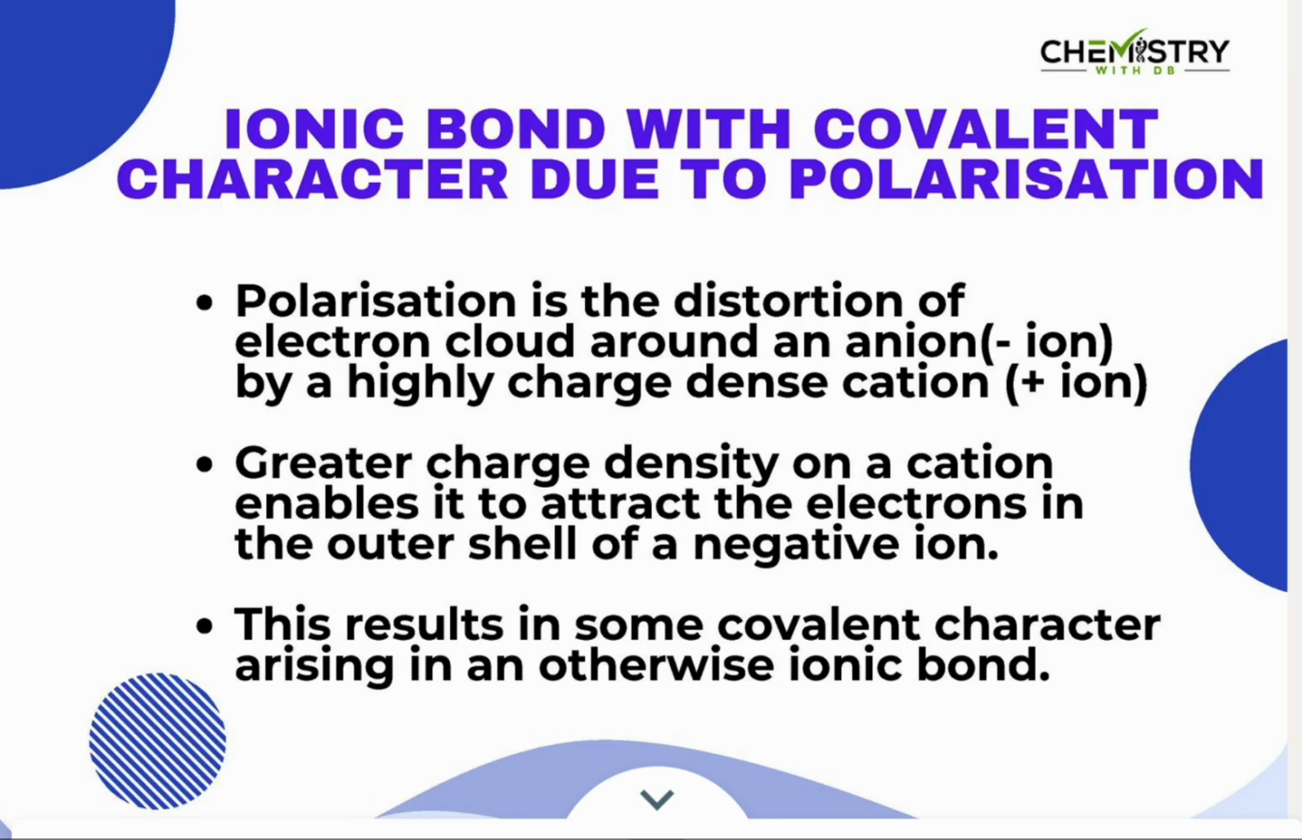So polarization is the distortion of the electron cloud around a negative ion by a highly charged dense positive ion. So when the charge density on the cation is very large, then it attracts the electrons on the negative ion. As a result of this, some electron sharing occurs, or you can say that some covalent character arises in an otherwise ionic bond.